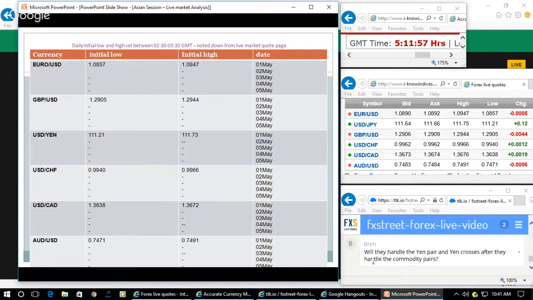Okay, Bren has got a question. Will they handle the yen pair and yen crosses after they handle the commodity pairs? Yes. So today they will handle the commodity pairs. They could hold yen in a narrow range, and also euro and GBP. They could make a nominal slide and then start making the slide in the case of USD yen. That way they will slowly move the yen crosses on the downside. Hope we are able to understand, right?